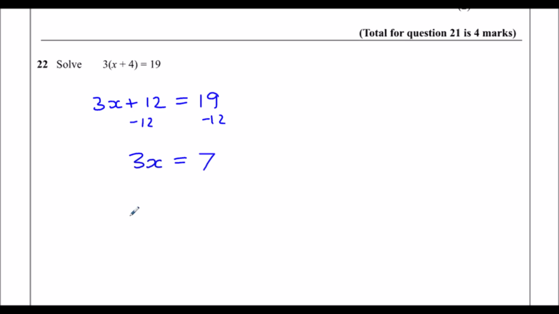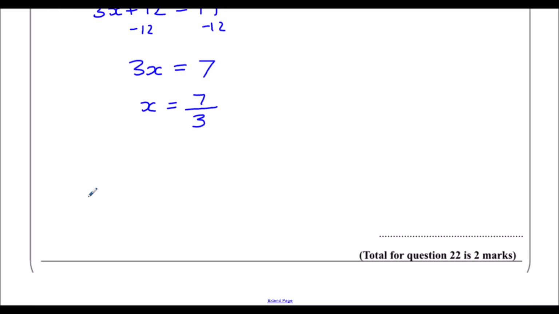I want to get x by itself now. At the moment, it's multiplied by 3. So we do the opposite of multiplying by 3. We divide by 3. So if I divide both sides by 3, I can just write that as 7 over 3. I don't need to do anything with this. It's a perfectly good answer. So x equals 7/3.